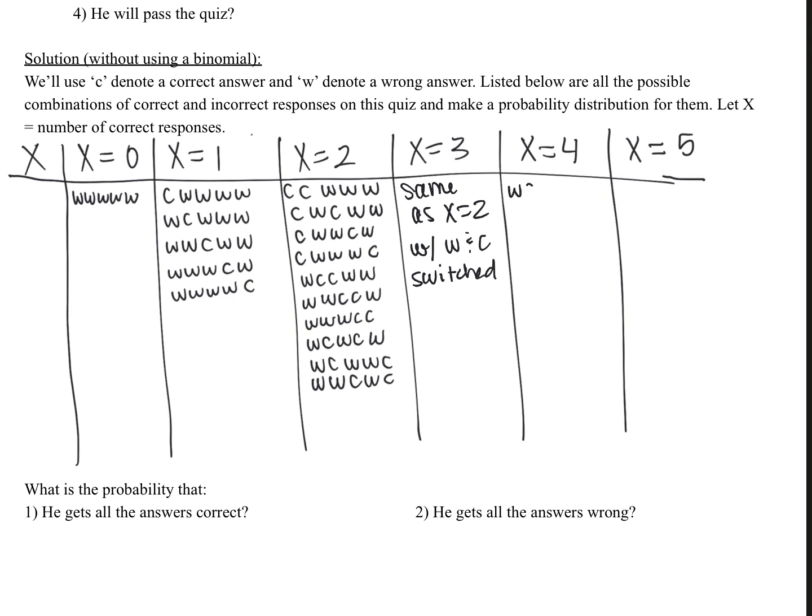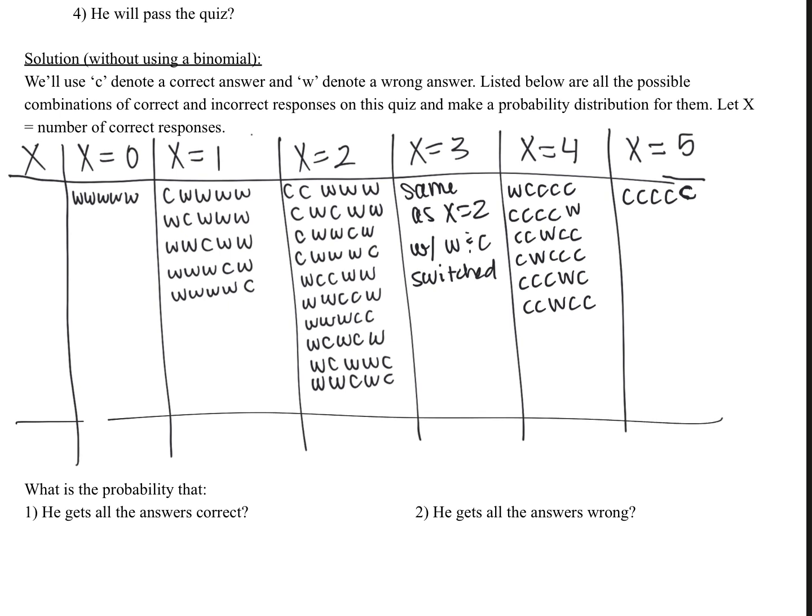So for 4 correct, there's not as many outcomes. There's 5 outcomes, and then getting all 5 correct, there's 1. All right, so when it comes to our probability, we need to figure out how many total outcomes there are: 1, 5, 10, 10, 5, 1. So that is 32 outcomes. So 1 out of 32, 5 out of 32, 10 out of 32, 10 out of 32, 5 out of 32, and 1 out of 32.